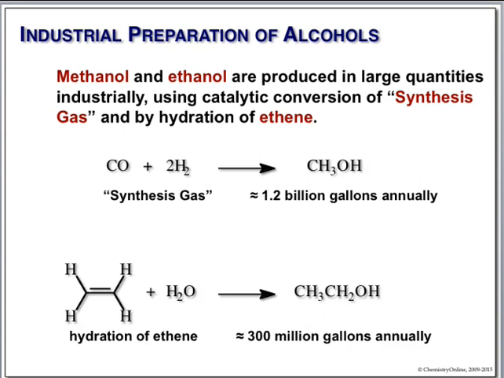Hydration of ethene is a very nice way to make ethanol. Turns out that there are natural gas wells that spew out ethene. And all you have to do is hydrate this in the presence of a catalyst, and you make ethanol.